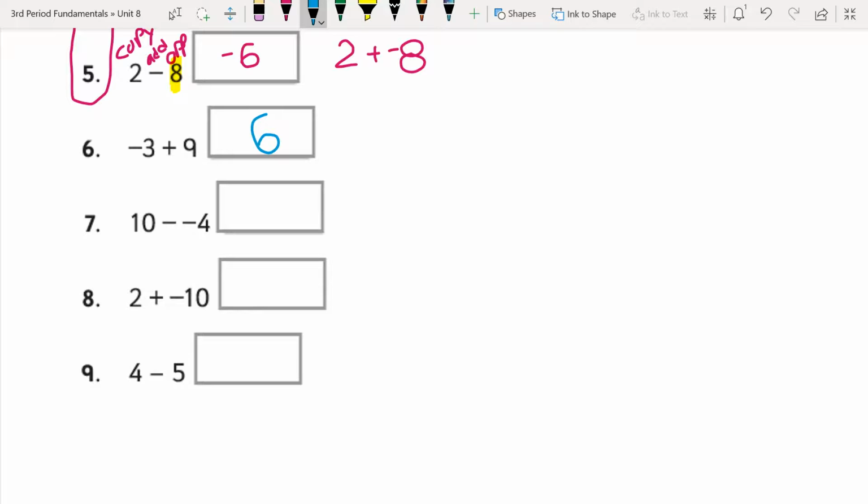Okay, let's see. Cool. Question 7. I see some subtraction, so that means I'm going to have to use that phrase, copy, add the opposite. So we have 10 minus negative 4. So let me show my work off to the side. I'm going to copy the 10, change a minus to a plus, and I'm going to do the opposite of a negative 4, which is a positive 4. So I'm really doing 10 plus 4. And 10 plus 4 is 14.